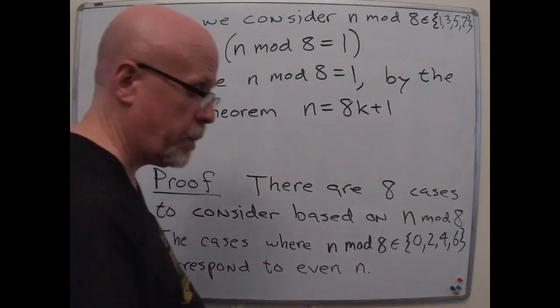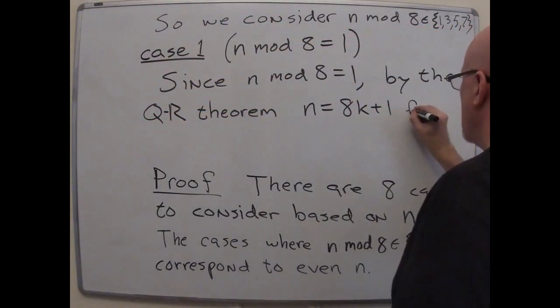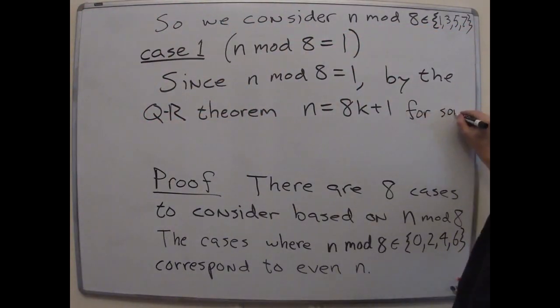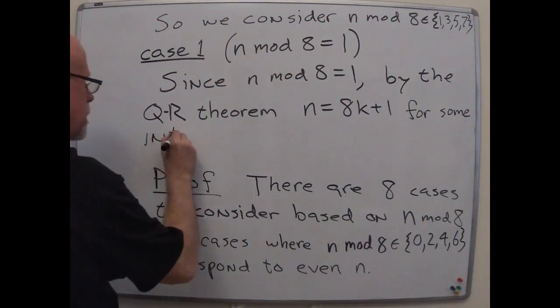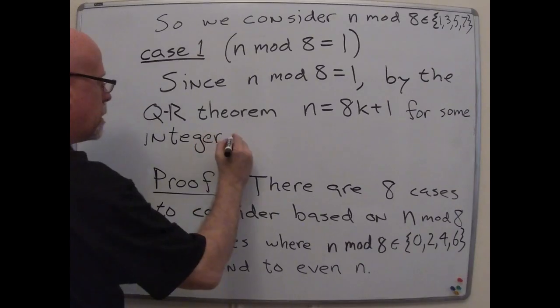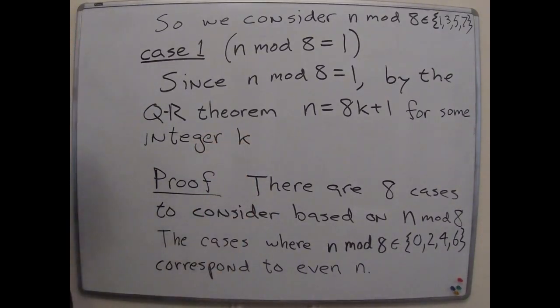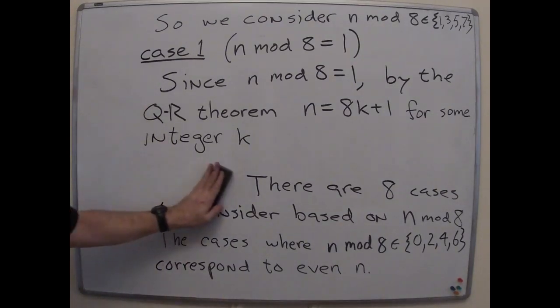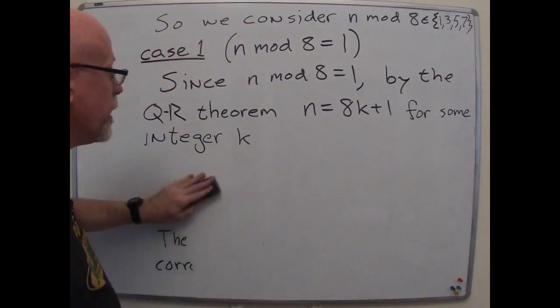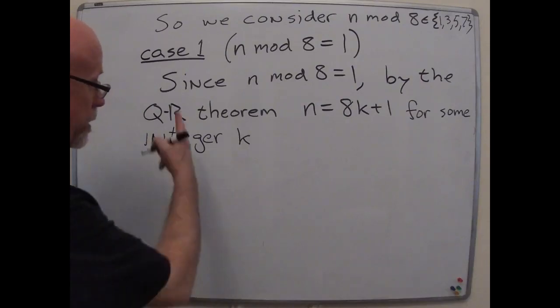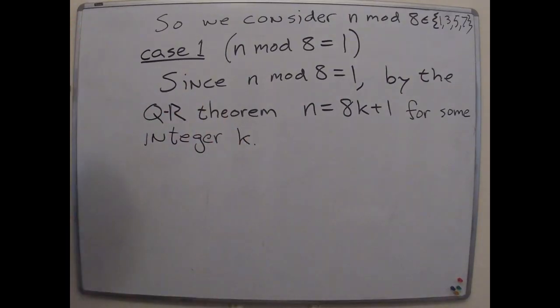Where k is some integer. What I want to have happen in each of these cases is that we get to the result we're after. So that's what the work is going to be. I'm going to take the form that we've just discovered for n. It looks like 8k plus 1. In this case, anyway, it does. And I'm going to figure out what n squared is.